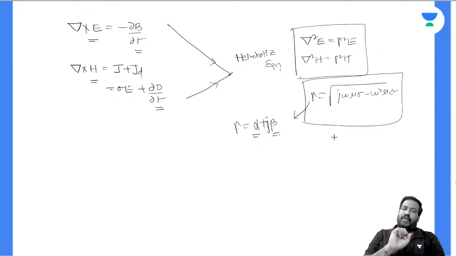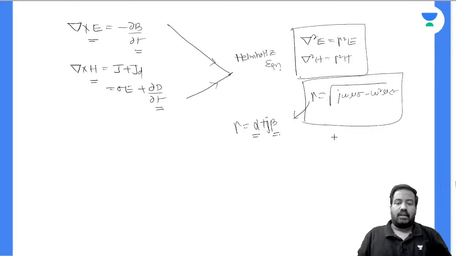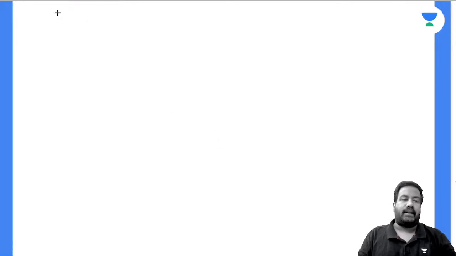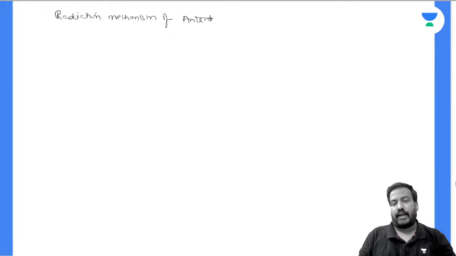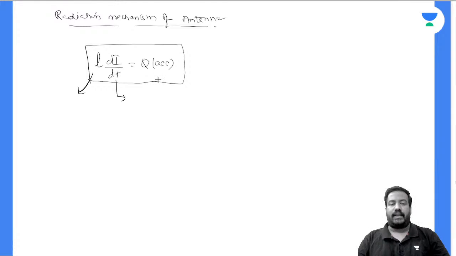The basic mechanism of the antenna is to radiate. Now if you see the radiation mechanism of antenna, antenna will radiate when it satisfies the equation L into di/dt is equal to Q into acceleration. For an antenna to radiate, we need to have a finite length, or you need to apply time varying current.